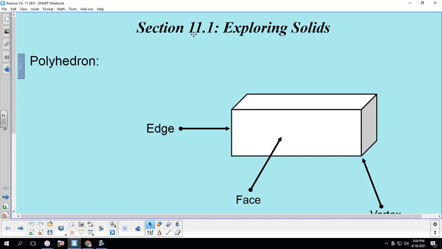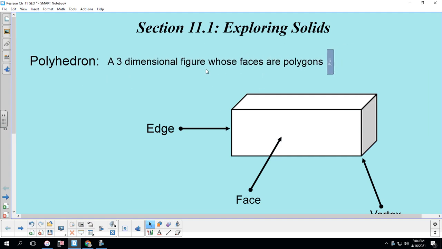We're starting a new chapter today, chapter 11, section 1. It's called Exploring Solids. Welcome to 3 dimensions where things happen in real space. We're going to take a look at the polyhedron. A polyhedron is a 3-dimensional figure whose faces are polygons, like this guy here.